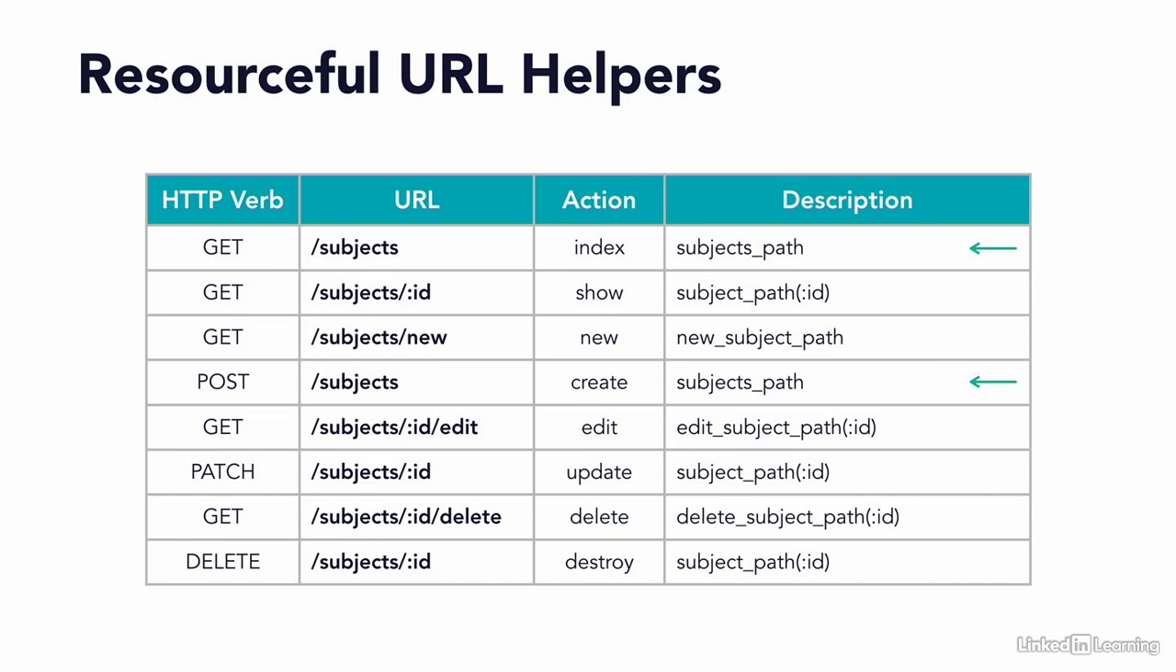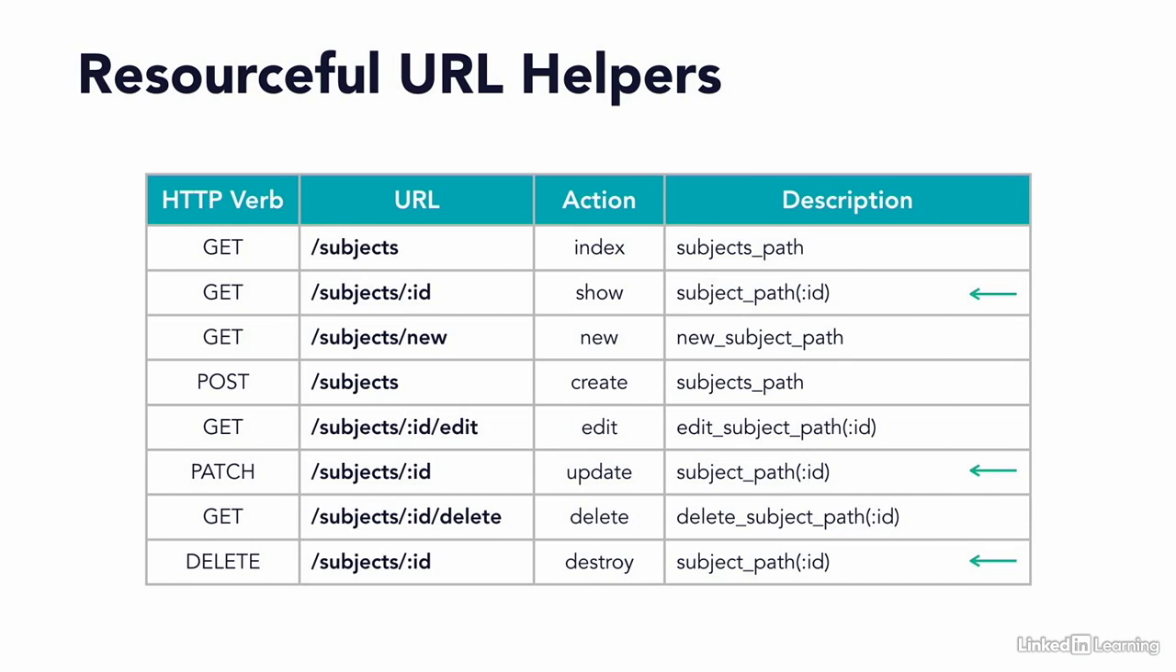In the first case, we're using it paired with a GET request, such as a link, in order to show all of the subjects. In the second example, we're using it with a form, and when it's in that context, it'll be a POST request, which will post the information to create a new subject in the subjects table. It's the same helper method in both places, but the context matters.